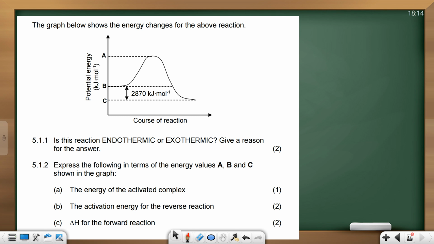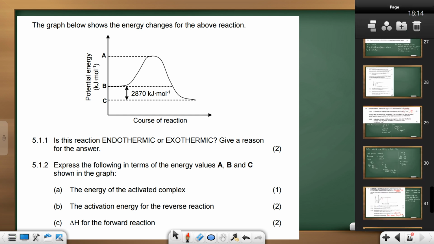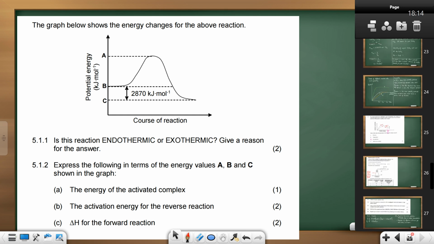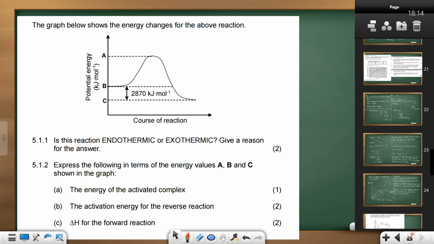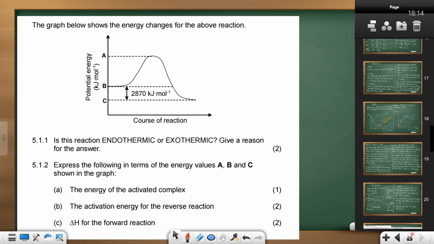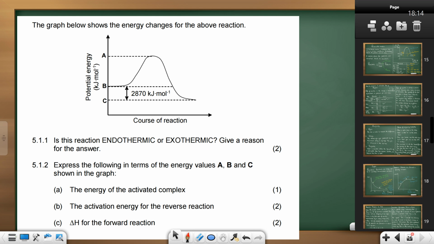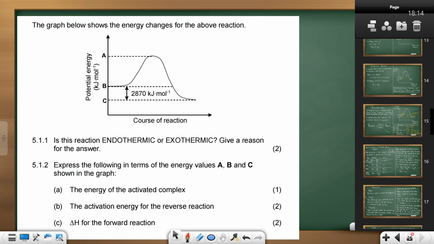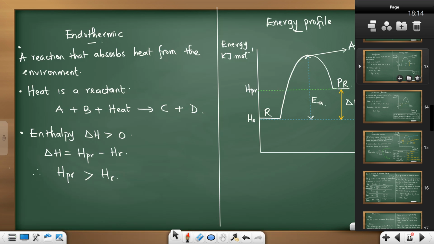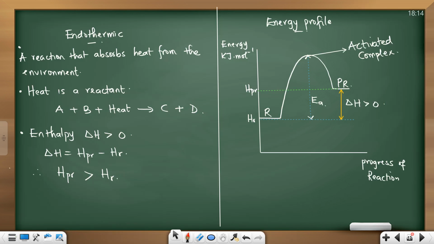Can I get answers from you guys? Activated complex is A. Alright. I'm going to go back to my notes. At least by now you must know that this note is the real deal. There we go. Check. Is it mentioned? There. A is the activated complex.